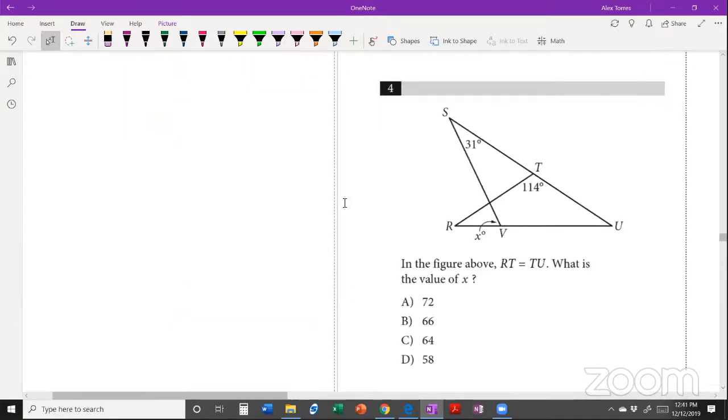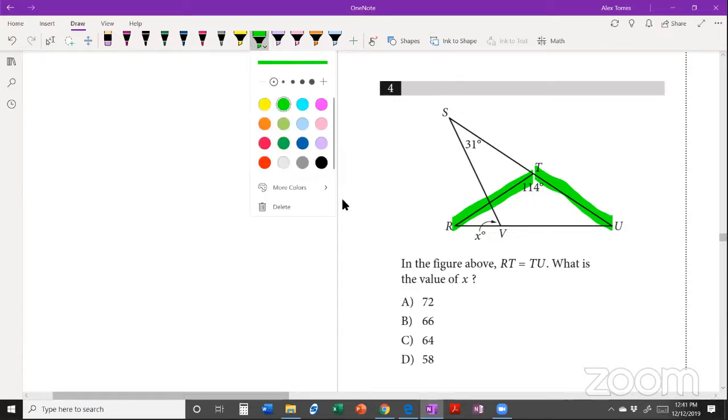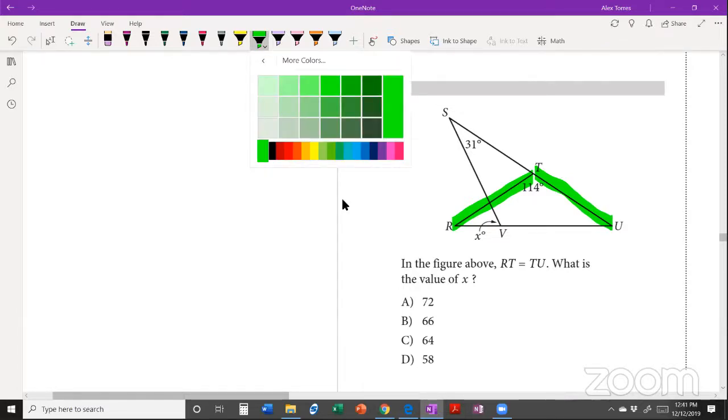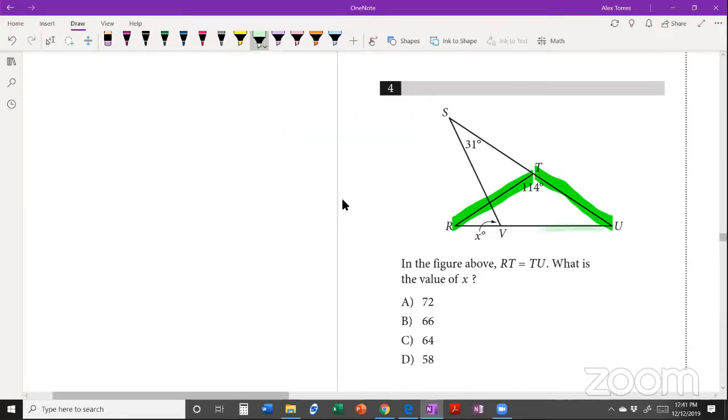Going over to number 4. Question number 4, they're telling us that RT is equal to TU. And the question is, why are they telling us that? They're telling us that because this triangle here that also has side RU to it has 2 congruent sides, so it's an isosceles triangle.